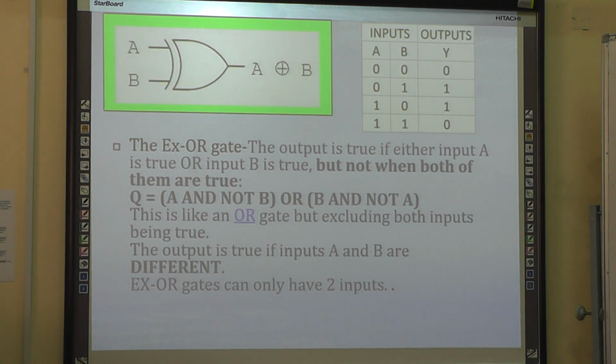So the sequence is that if the inputs are different, the output should be 1. It might be that one is 1 and the other one is 0, so it will become 1. So 0, 0 is 0. If it is 1, 1, the output should be 0. The only thing is, the inputs should be different. So that is the special purpose of this XOR gate. Exclusive.